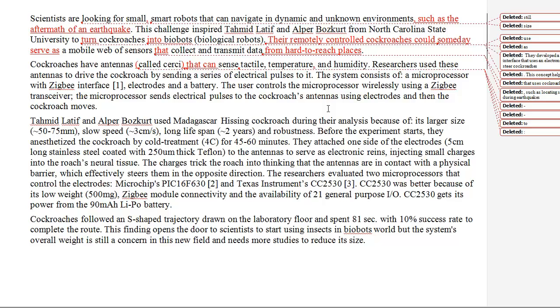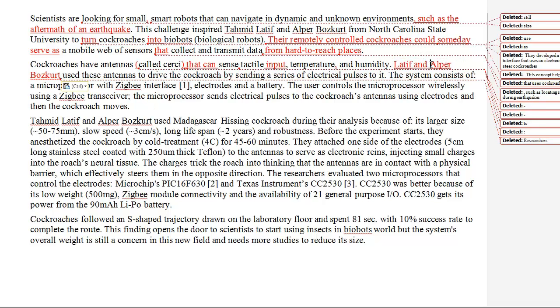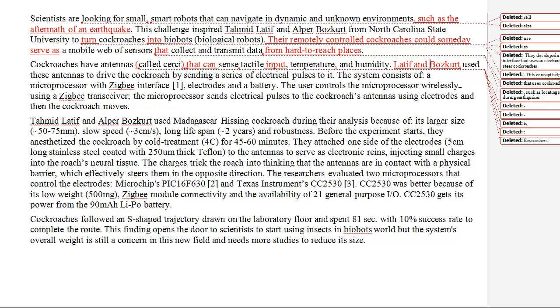So temperature and humidity are nouns. Tactile is actually an adjective, so we want to make that parallel by making this first item in the list a noun, so I'm going to call it tactile input. And then we get researchers, and we might as well say the particular researchers here, so I'm just going to use their last names. So those two researchers, Latif and Bozkurt, if I'm pronouncing that right.